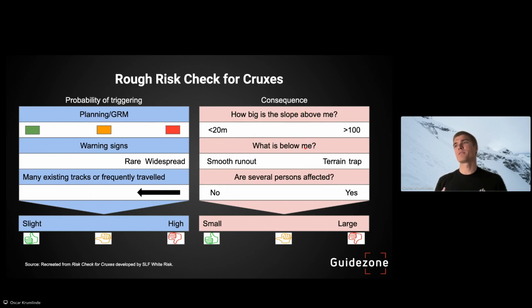We need to consider what is below me. Do we have terrain traps? Terrain traps are, for example, cliffs that we could be pushed over.